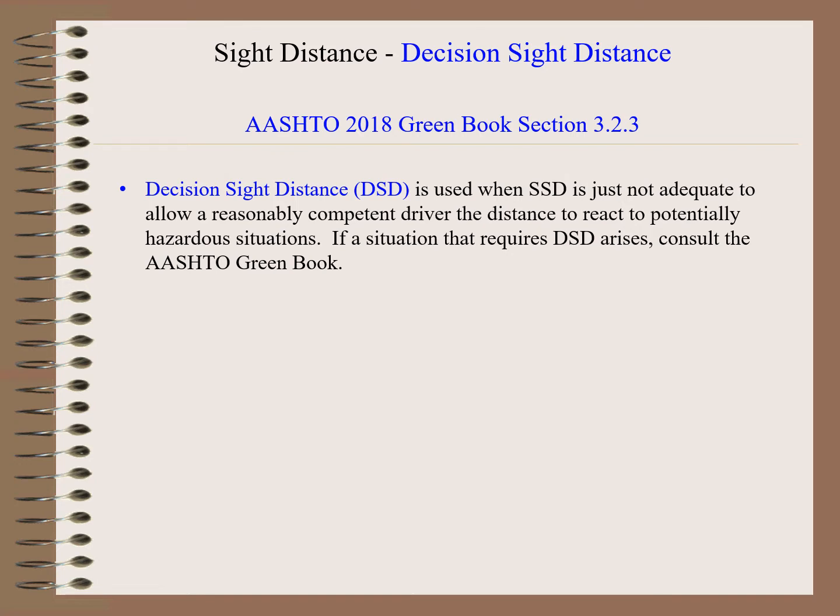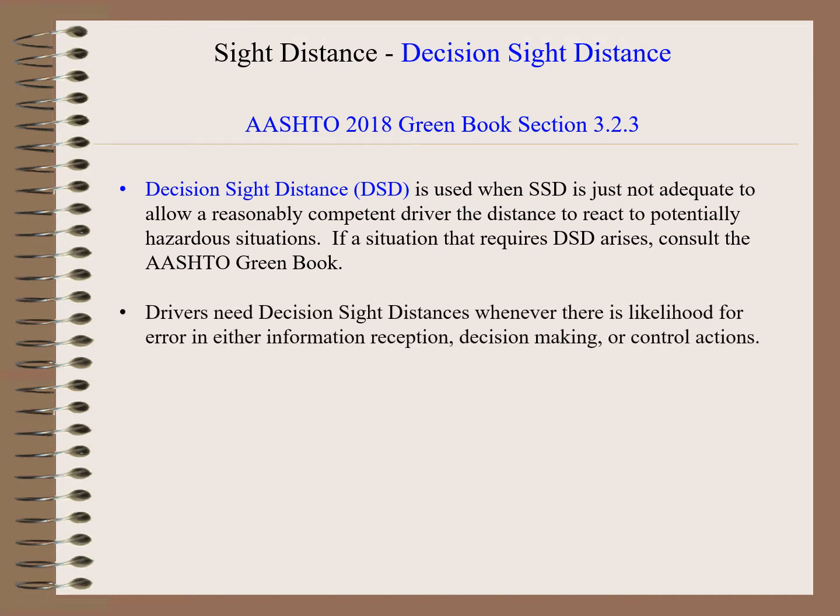Decision sight distance is used when stopping sight distance is just not adequate to allow a reasonable, competent driver the distance to react to a potentially hazardous situation. If a situation that requires decision sight distance arises, consult the AASHTO Green Book. Drivers need decision sight distance whenever there is a likelihood for an error in either information reception, decision making, or control actions.